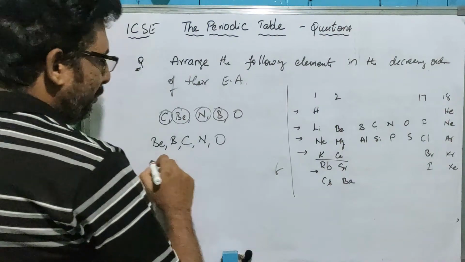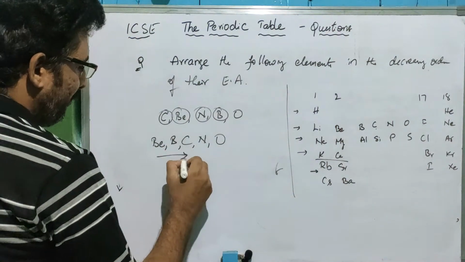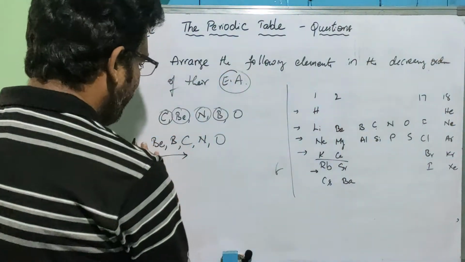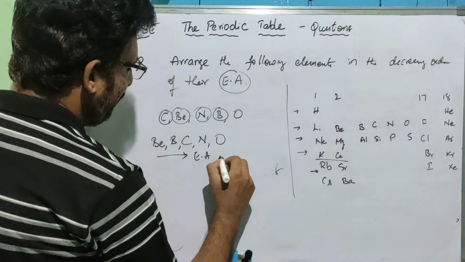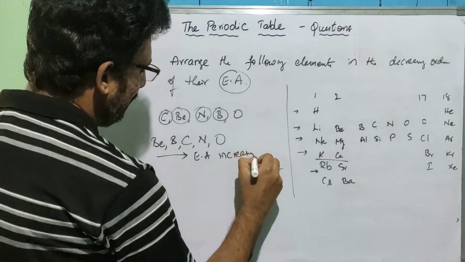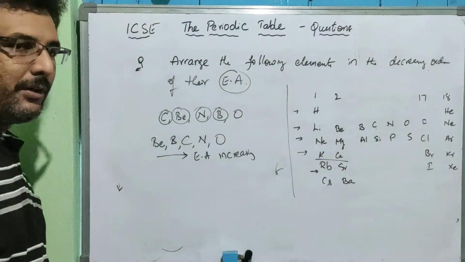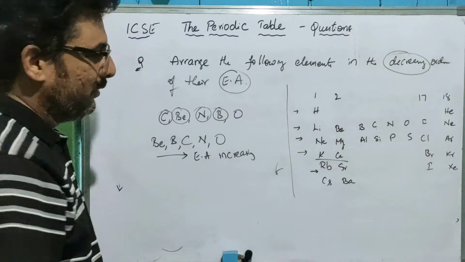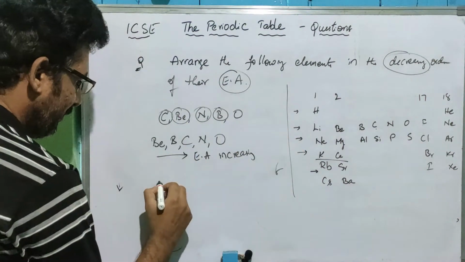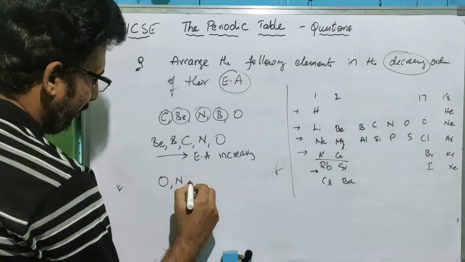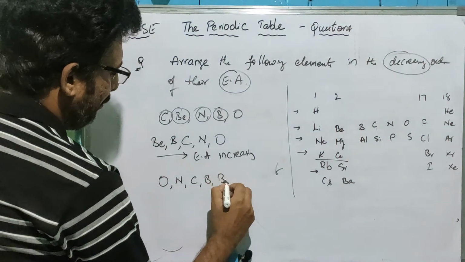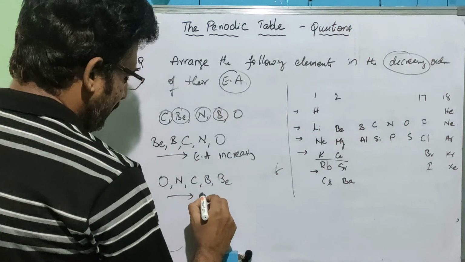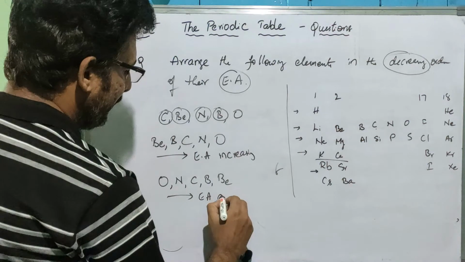So now across a periodic table, across the period from left to right, so what is the property here? Electron affinity. So from left to right, electron affinity will be increasing. We know that. But in the question, he is asking to write in the decreasing order. So how do you write? Reverse the order. So then it becomes oxygen, nitrogen, carbon, boron, and beryllium. So now if you move from left to right, this is the order in which electron affinity decreases.